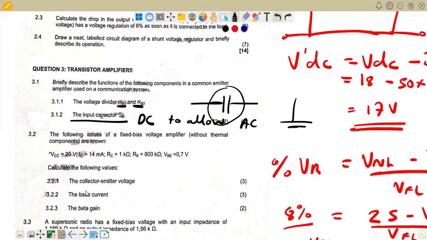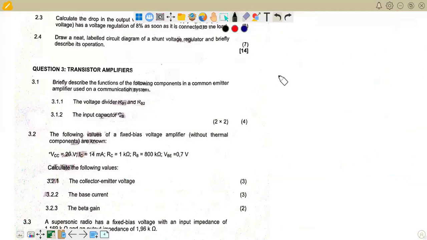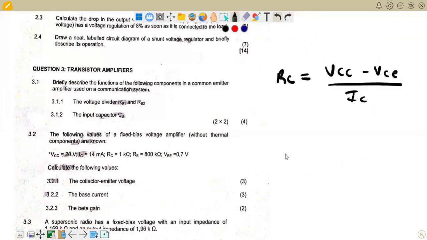Number 1, the collector emitter voltage. That's the one we want to calculate. That's 3.2.1, VCE, right? So how do we calculate VCE? We are going to get it from the formula RC is equal to VCC minus VCE over IC. As a matter of fact, we do have all the other values.